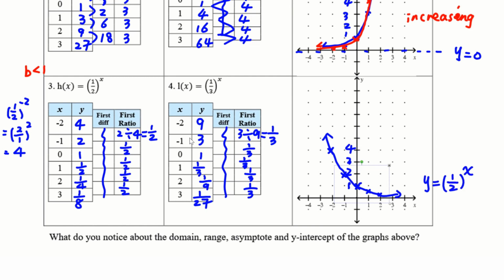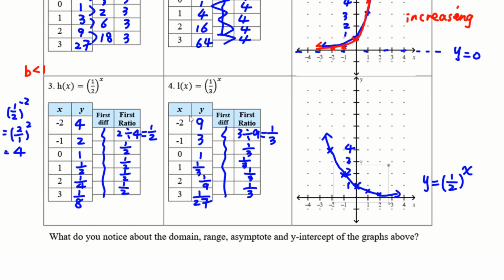Then use the table values to graph y equals 1 over 3 to the exponent x. We use these table values to find the points on the graph. So the first point, negative 2, 9, then negative 1, 3, 0, 1, 1, 1/3, and 2, 1/9. Connect those points.